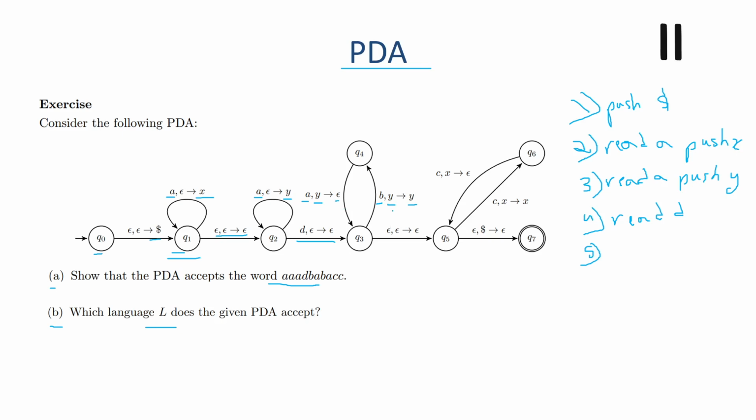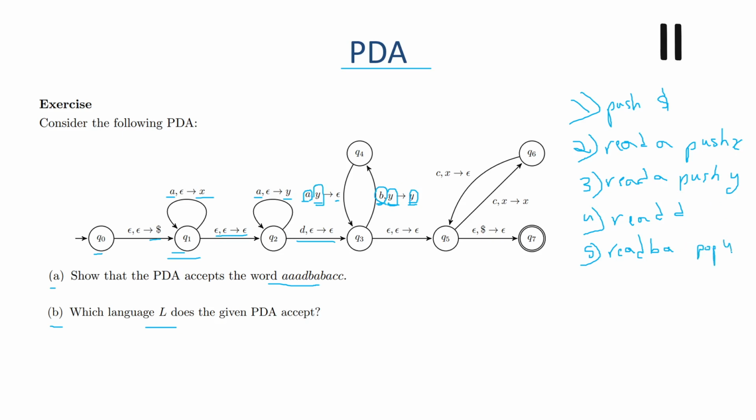So really, what went on in this circle? When you started at Q3, you went to Q4 and you went back. What did you read? In total, you read a B here, and then an A here. So you read BA. In total, what did you pop? Here I technically popped a Y, but not really. I pushed it back, and here I popped one Y. So read BA, pop Y.